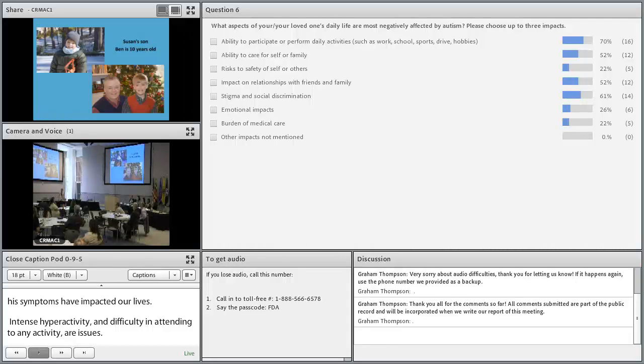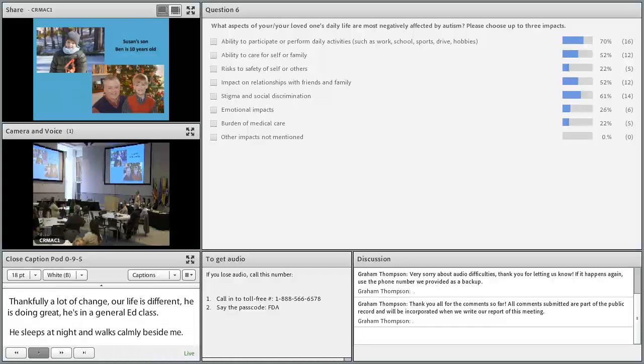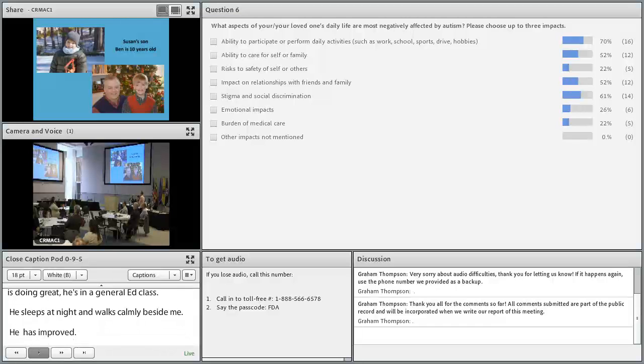He's in a general ed classroom with no supports. He sleeps at night and walks calmly beside me. He's grown and developed, but several therapies have significantly improved his autistic symptoms. In the preschool years, traditional therapies, OT, PT, and speech helped our son make gains, but pairing them with high-dose folinic acid, probiotics, and the Mito cocktail has greatly increased therapy gains.